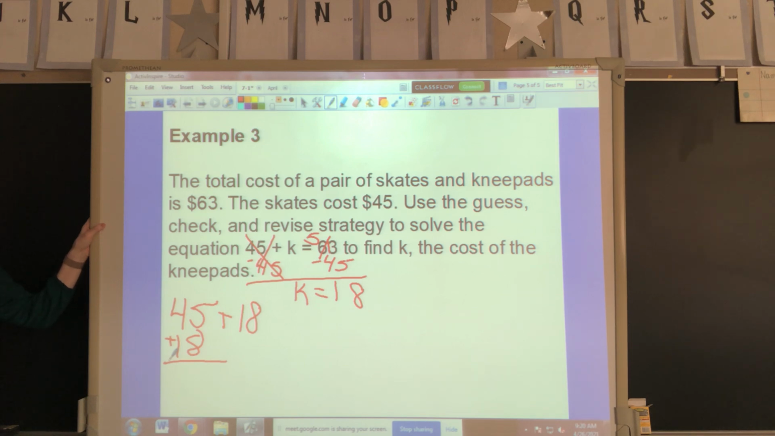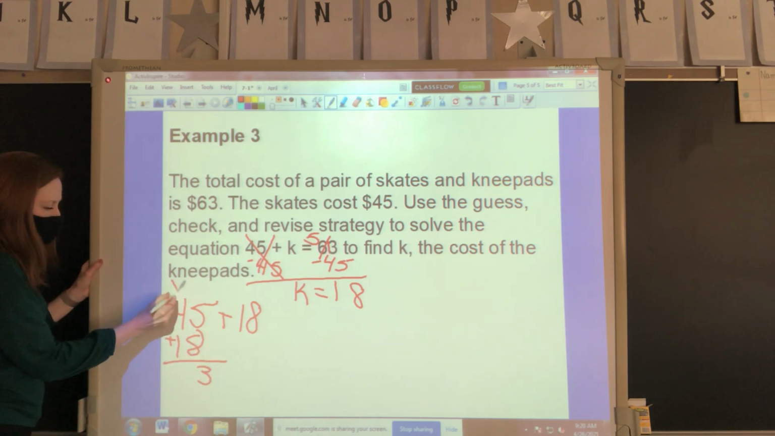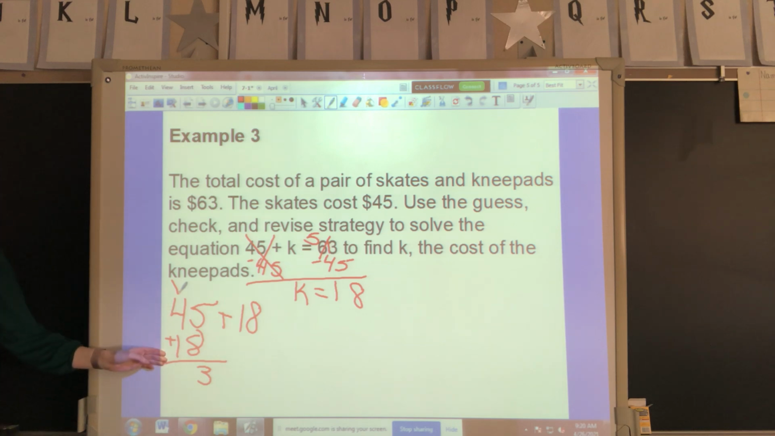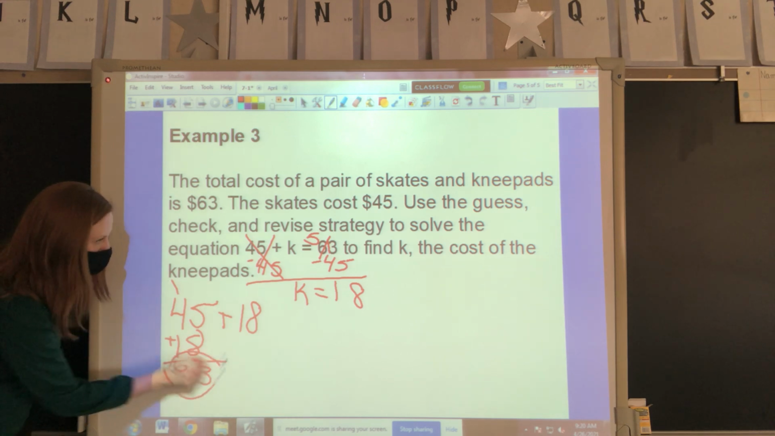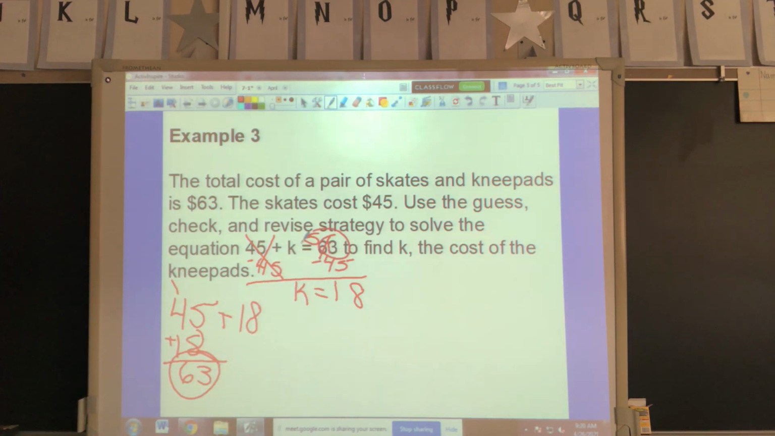Plus 5. 13. So 3, carry the 1. 4 plus 1, 5. Plus another 1, 6. So both have 63 after the equal sign, so it is correct. So again, just a little way to check your answer after you do the problem.